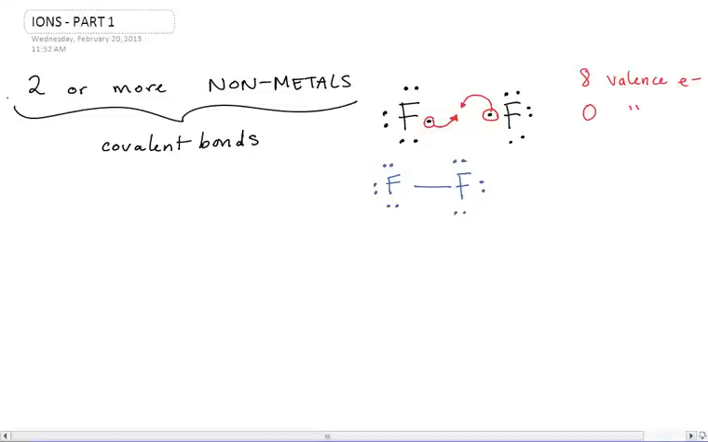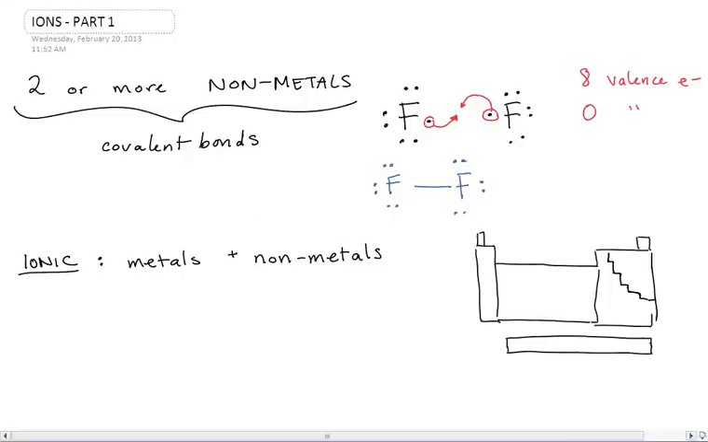So if covalent compounds are made with 2 or more nonmetals, ionic compounds are made up of metals and nonmetals together. Now, when we get to more complicated and advanced problems, we'll see ionic compounds that have maybe more than 1 metal but only 1 nonmetal, or 1 metal and more than 1 nonmetal. But for now, we're going to start really simple and just show an example of an ionic compound that's made of 1 metal and 1 nonmetal.